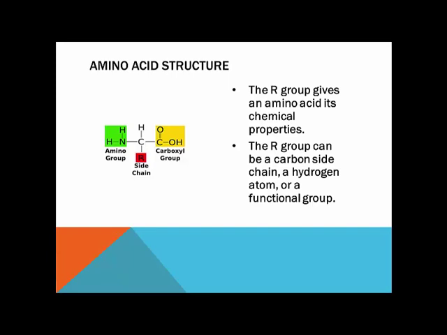Here you see the structure of an amino acid. The R group gives the amino acid its chemical properties. The R group can be a carbon side chain, a hydrogen atom, or a functional group.